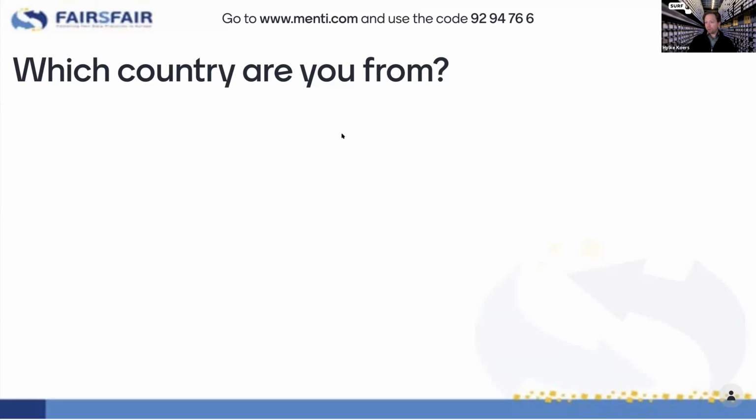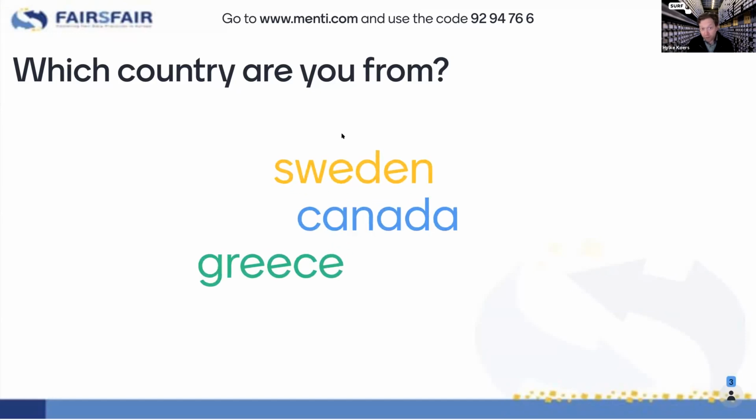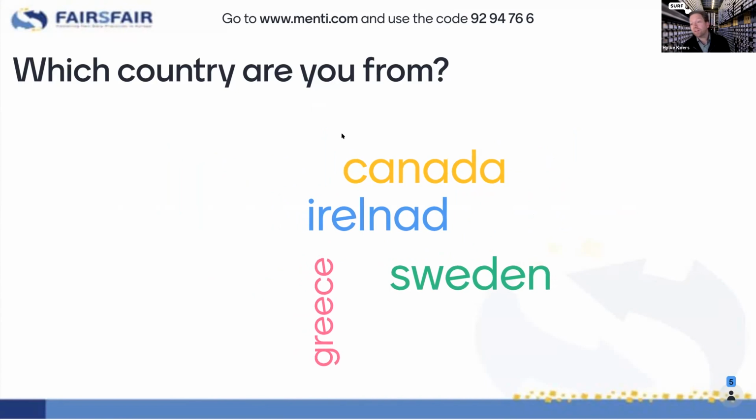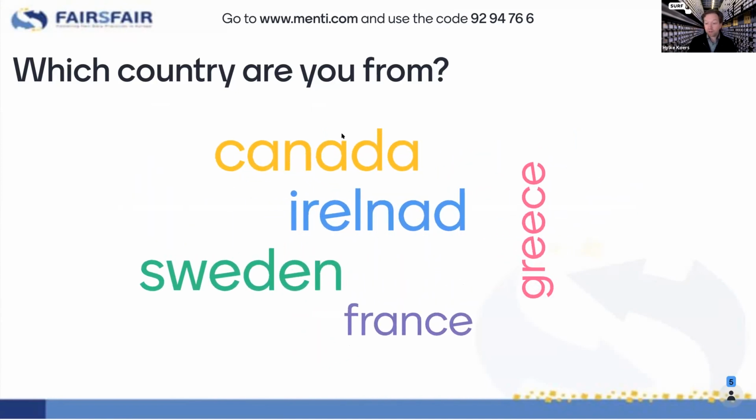And the first question is an easy one to get you started. It is a Friday afternoon, so people might be a little bit fatigued after a long week. So we thought we would start with an easy question, but also to get a little bit of a flavor of who is in the audience and get to know you. So I'd invite you to go to menti.com. The code is 9294766. And tell us a bit about yourself.